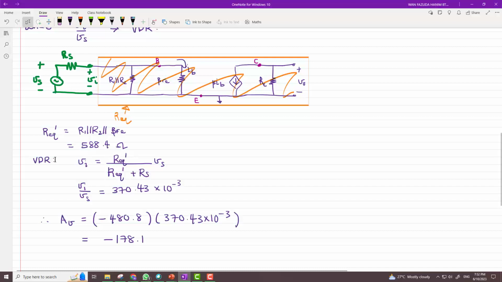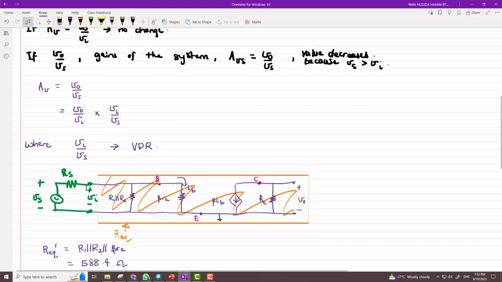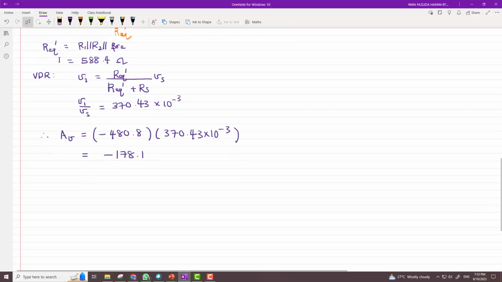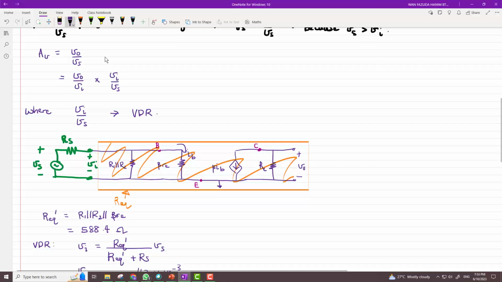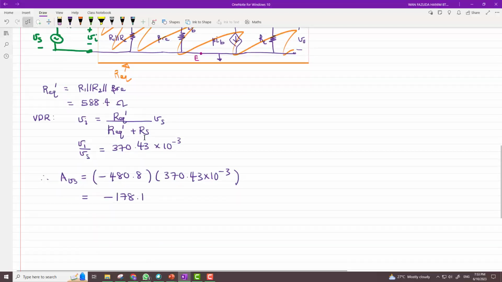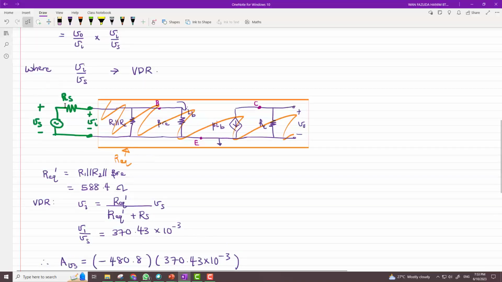equal to 588.4 ohm. And when I do the voltage divider rule, V in is expressed in the form of V in over Vs because we want to replace it in here for the system. Maybe I should be more accurate to say that this AV is AV for the system, and this AV is also AV for the system. Now AV for the system is only negative 178.1 after including the source resistance of 1 kilo ohm.